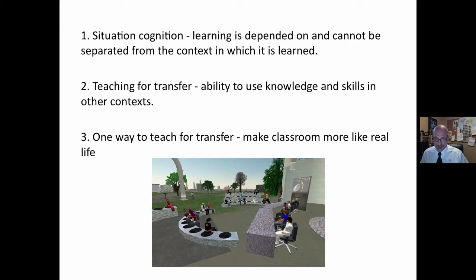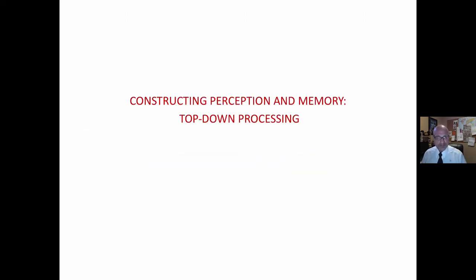One way to create transfer is to make the classrooms more like real life. The wall between classroom and reality becomes invisible. We simulate reality to the greatest degree possible. We use project-based learning and real-life types of learning activities in the classroom.